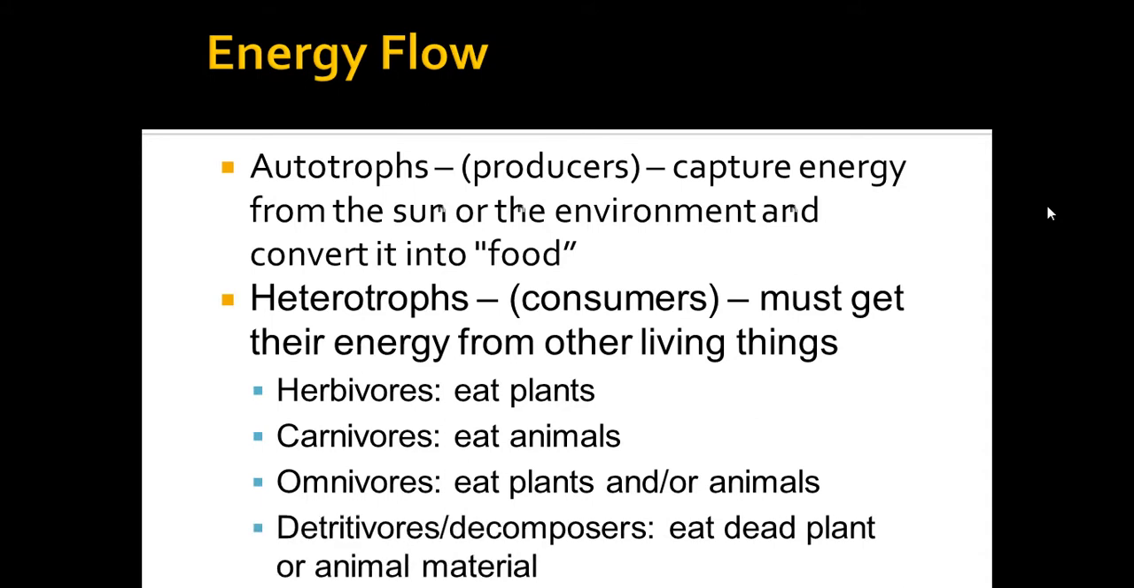And detritivores, otherwise known as decomposers, these are probably the most important heterotroph in the ecosystem because they are the things that break down dead plant and animal material. Without the decomposers, everything that's dead would just be piling up and piling up.